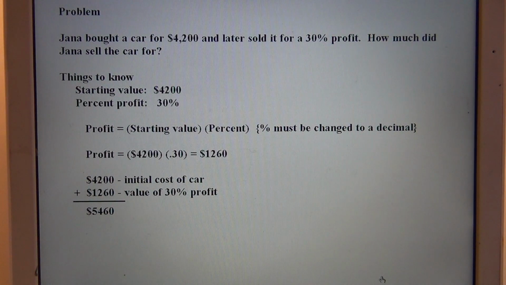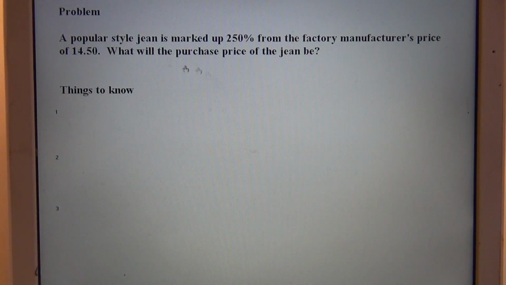Let's take a look at another problem. A popular style jean is marked up 250% from the factory manufacturer's price of $14.50. What will the purchase price of the jeans be? Okay.